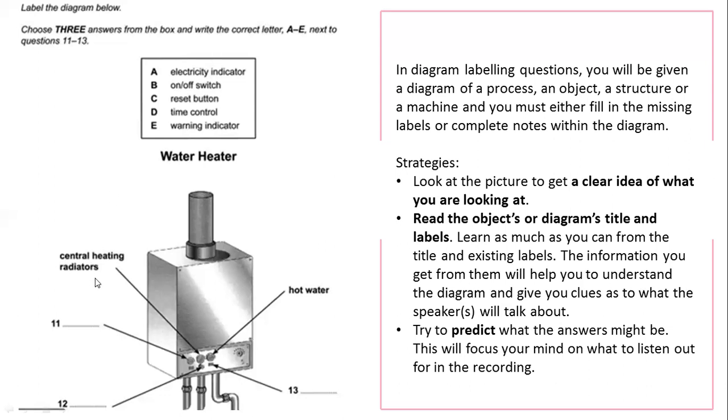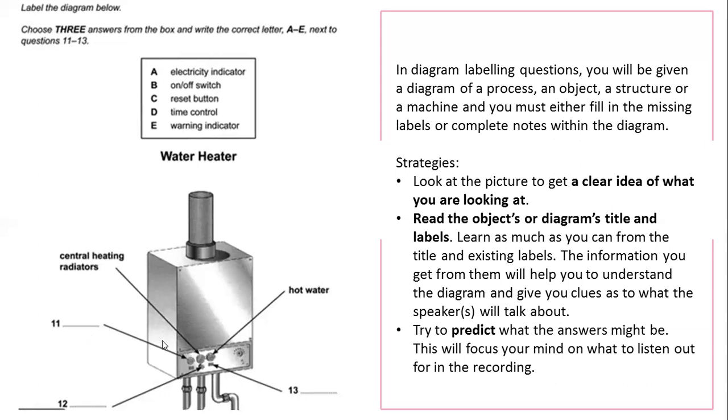So there are central heating radiators, and then there is hot water, and then you need to try to predict what the answers might be. Okay. So you also need to observe the blank, atau bagian mana sih dari mesin ini yang perlu kita labeli nantinya.